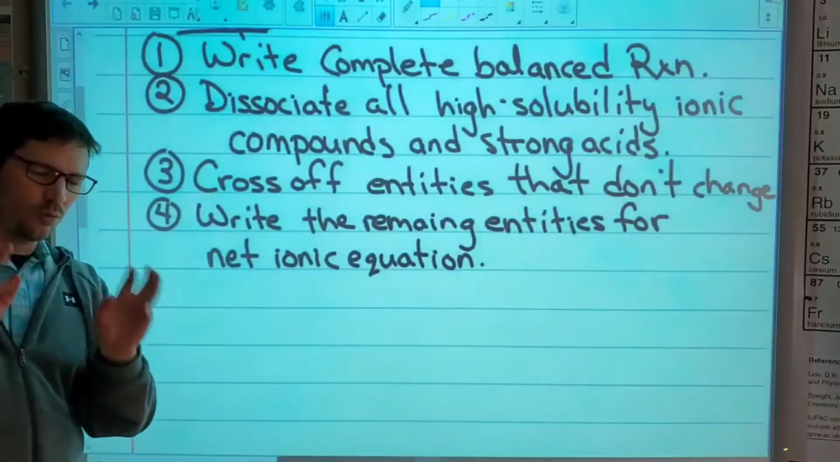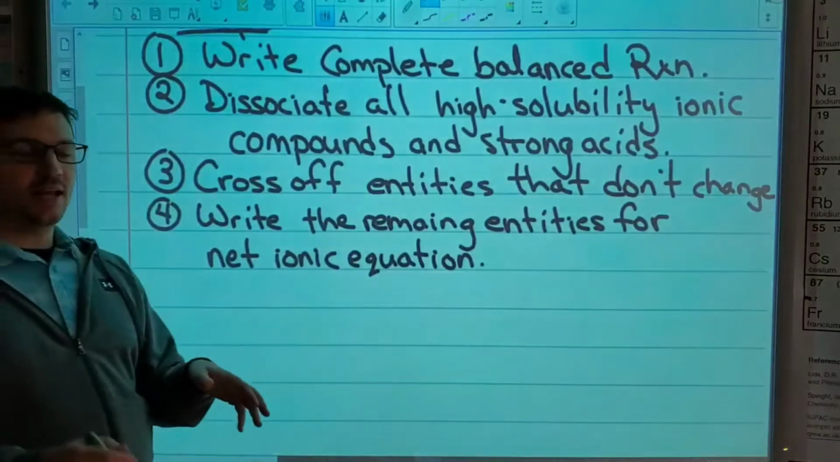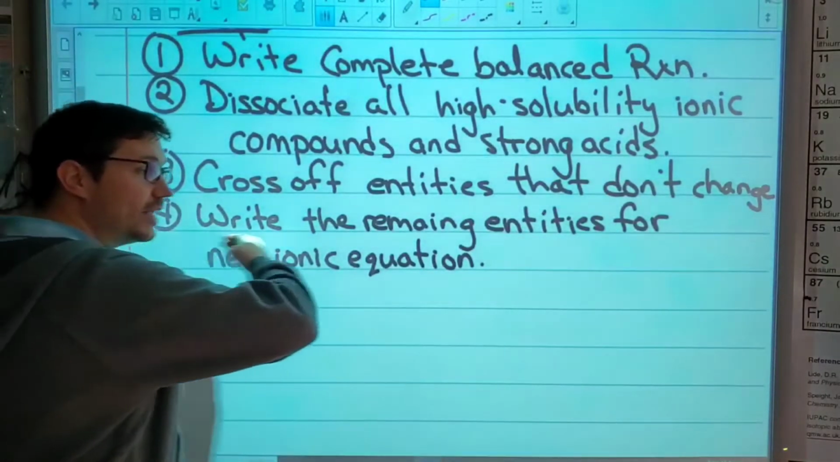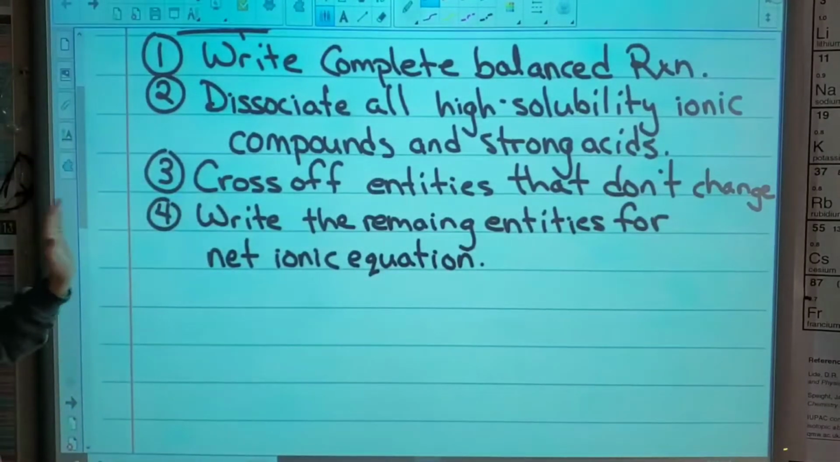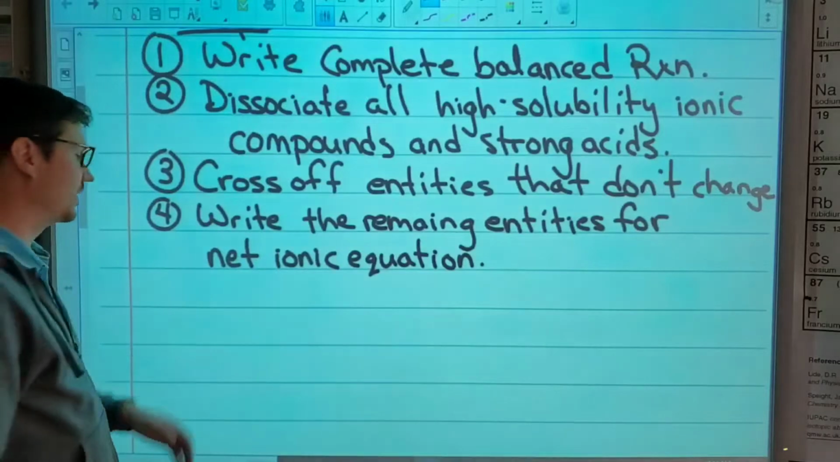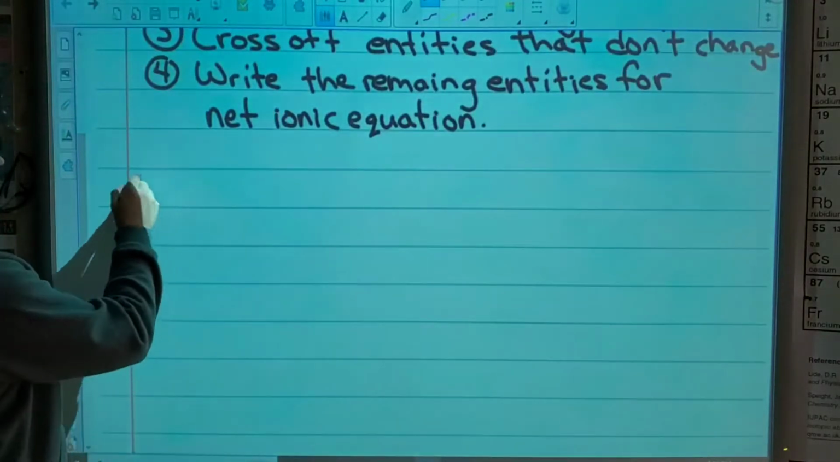I do have a word of caution. These net ionic equations can be really wide. So start as far to the left on your sheet of paper as you realistically can. So we're going to do our first example.